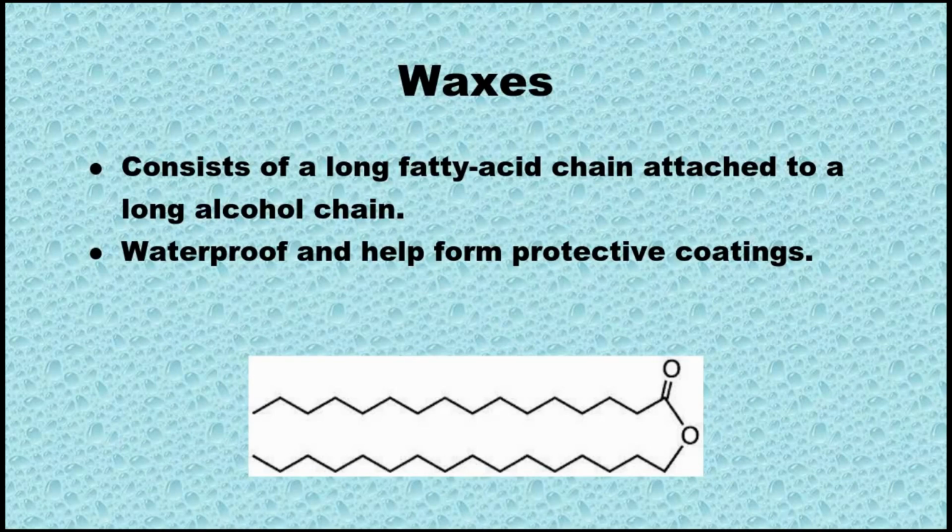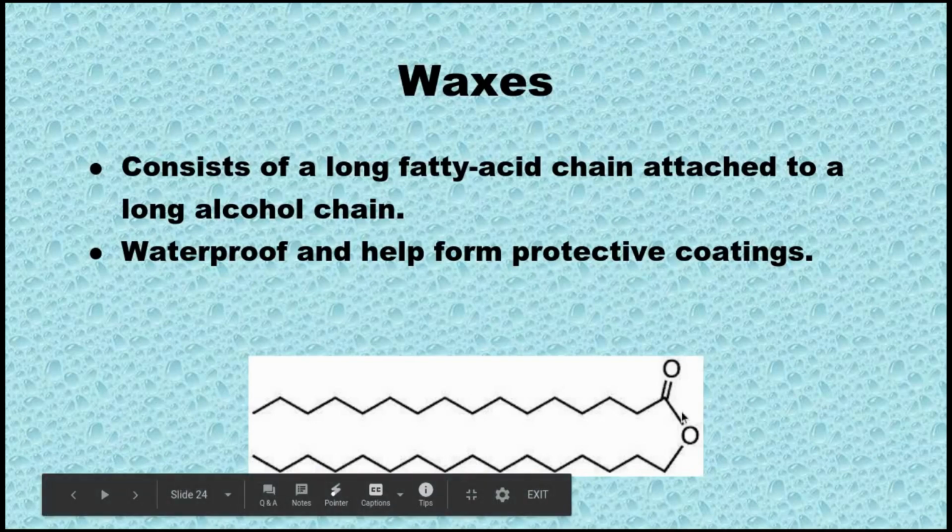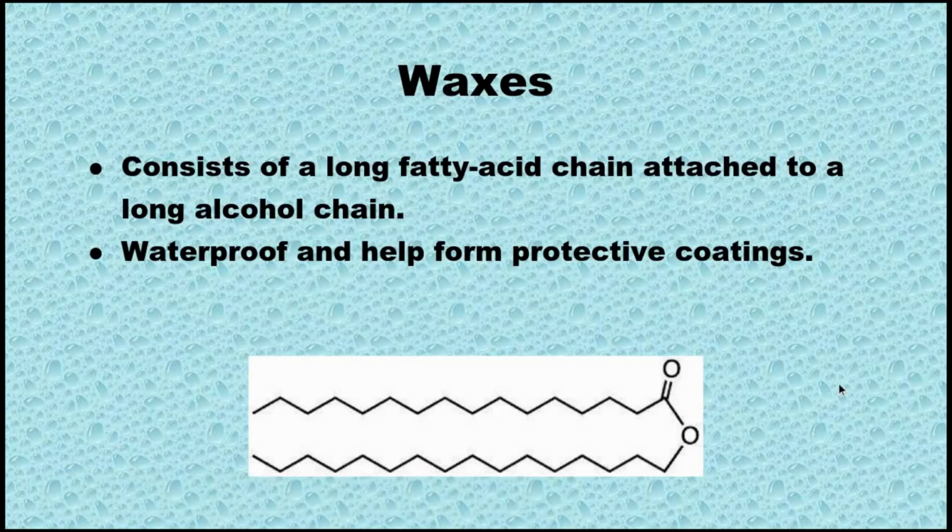The next group of lipids are waxes, and waxes are going to be long chains of fatty acids, and they're going to have what's called an alcohol group as its functional group on the end. These are going to, again, repel water, and so they make things waterproof. If we think of waxy coatings on leaves, those help give a waterproof type layer on leaves.